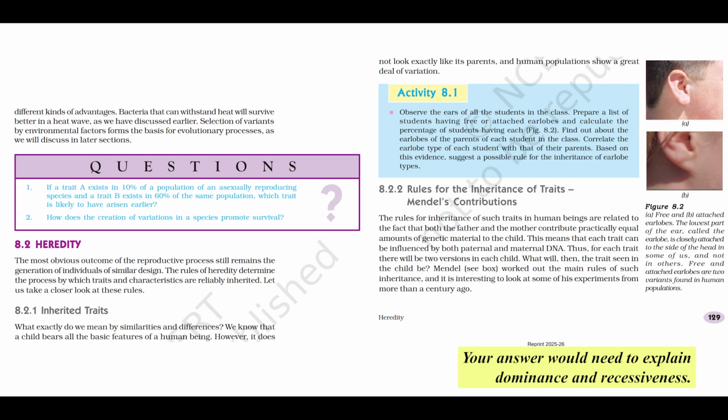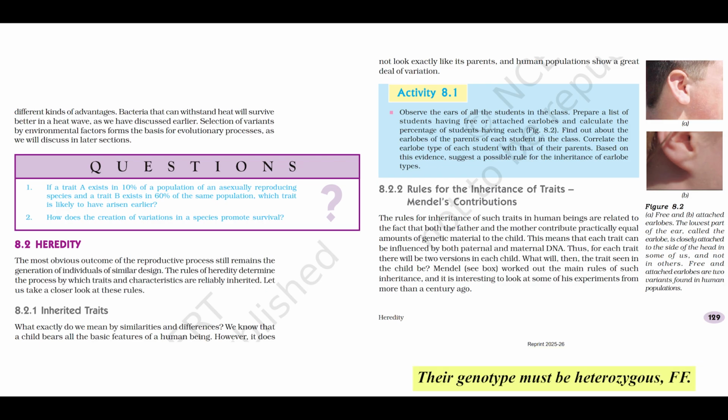Right. Your answer would need to explain dominance and recessiveness. Free earlobes are dominant. Let's use F. Attached are recessive. The parents, despite looking like they have free earlobes, phenotype, must both be carriers of the recessive allele. Their genotype must be heterozygous, Ff. The child could then inherit the f allele from the mother and the f allele from the father, resulting in an ff genotype, which expresses the attached earlobe phenotype. That tests your grasp of basic Mendelian logic.